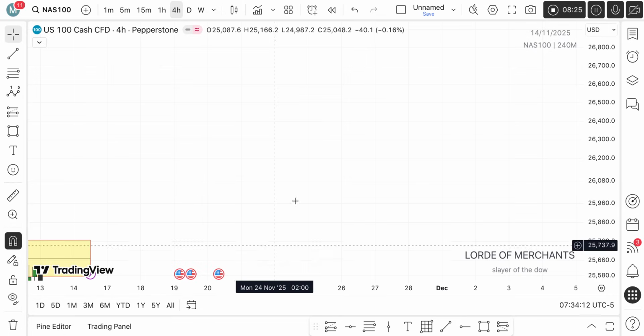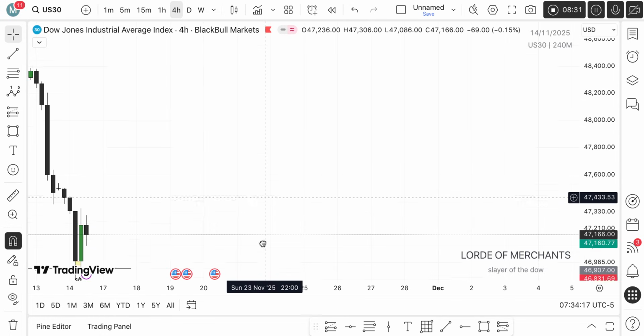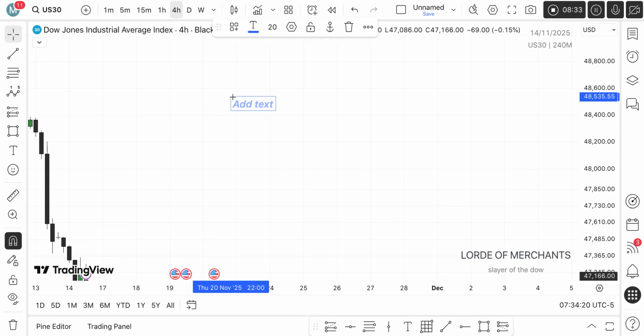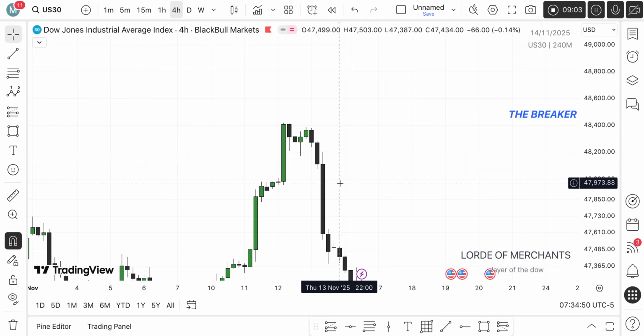So now let's get to the model that we wanted to learn, the breaker model. So what is a breaker? A breaker is simply a failed order block. So if the order block was supposed to offer us resistance and it fails, now it turns into an area of support, which is now a breaker. And also if the breaker was supposed to offer us resistance and it fails to do that, it turns into a breaker. So it's just as simple as that.